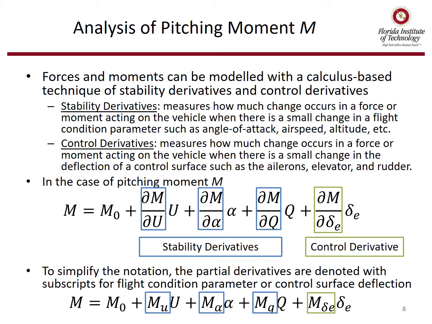Now all these partial derivatives, partial m, partial u, partial m, partial alpha, etc., make the notation somewhat cumbersome. So to simplify the notation, they replace the partial derivatives with this subscript notation. So instead of saying partial m, partial u, it's just m sub u. Likewise, partial m, partial alpha is m sub alpha. So this is a way to analyze pitching moment or aircraft motion using a calculus-based technique called stability derivatives and control derivatives.